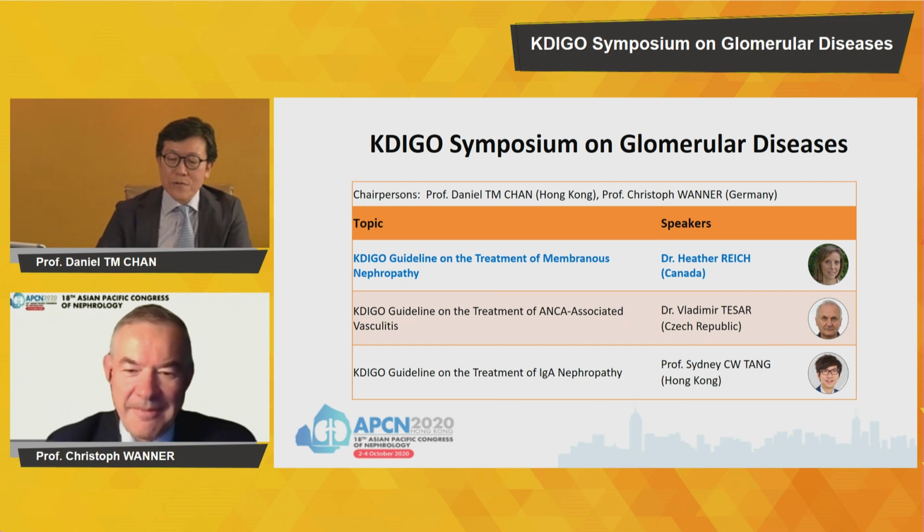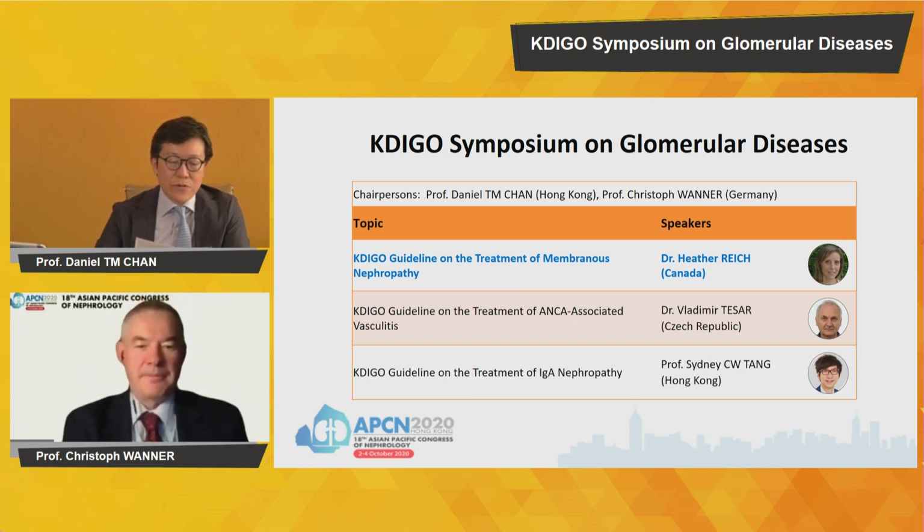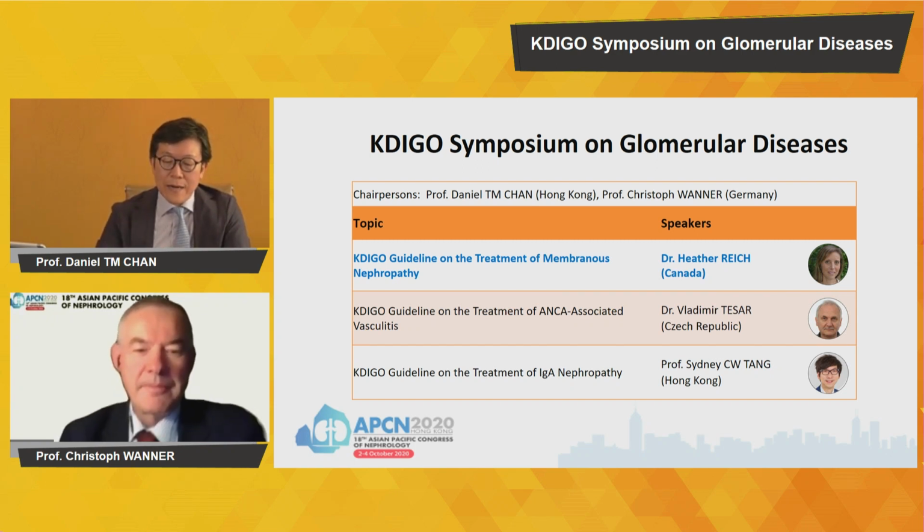And I shall introduce the first speaker, Dr. Heather Reich. Dr. Reich is currently associate professor and holds the Gabor-Salomon Chair in Nephrology Research at the University of Toronto. And she directs the glomerular nephritis clinical and research program at the University Health Network. And her topic today is the KDIGO Guideline on the treatment of membranous nephropathy.